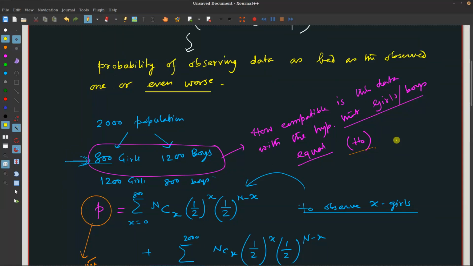Okay, then we have to find the p-value according to the data and the theory we have chosen. Then you have to make a quantitative remark about the extent of compatibility of the data with your theory.